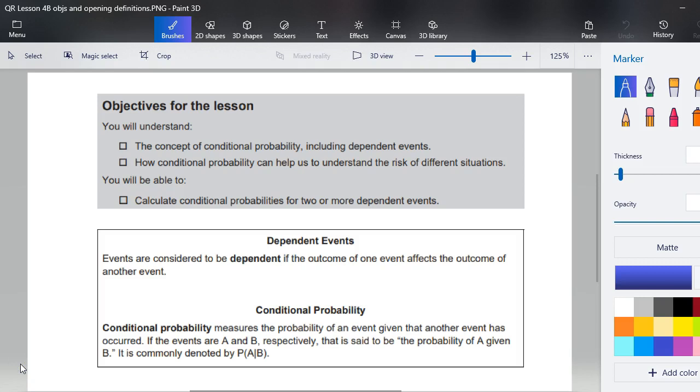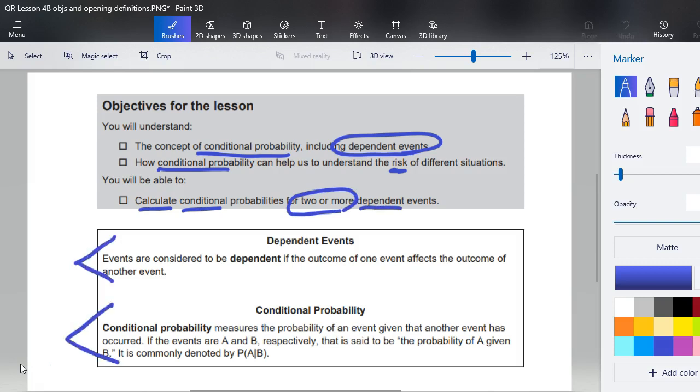Our objectives for this lesson are that we'll understand the concept of conditional probability, including dependent events. We spent all of 4A talking about independent events. Now we've got to change gears and focus on dependent events. Another item that we'll understand is how conditional probability can help us to understand the risk of different situations. And finally, we're going to calculate conditional probabilities for two or more dependent events.